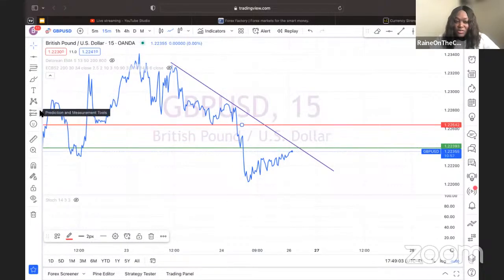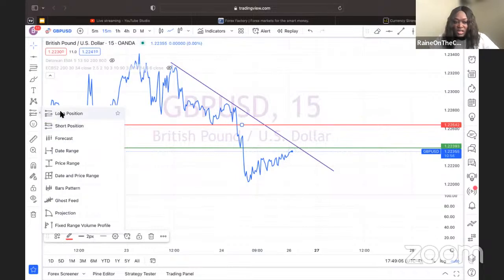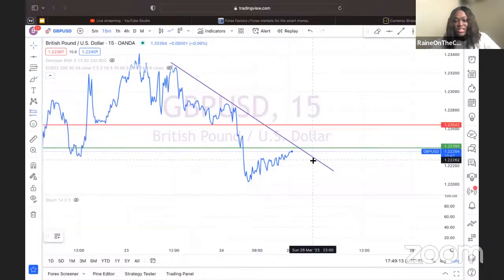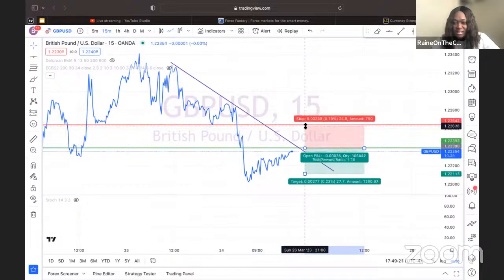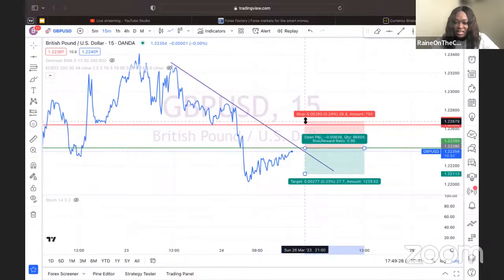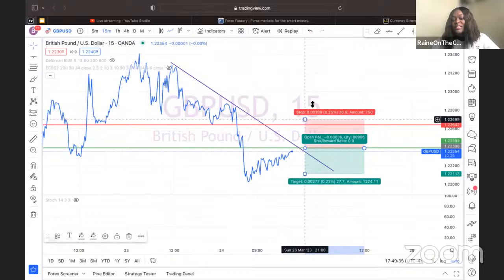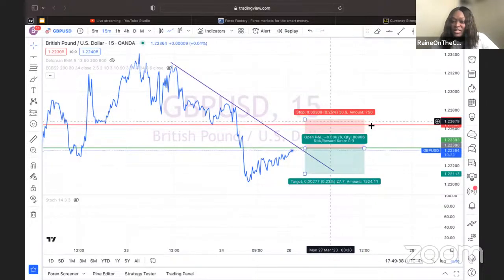So we get the short position tool. Long position is when we think price is going up. Short position is when we think price is going down. Get the short position and put it at the entry, right? Looking at this, the stop loss is like 25 pips. But me, I would just put it up a little higher. I'll do a 30 pip stop loss. Why not? So I put my stop loss up here.